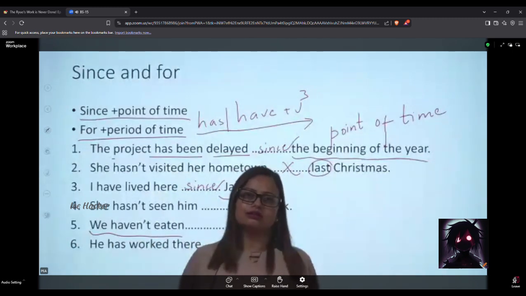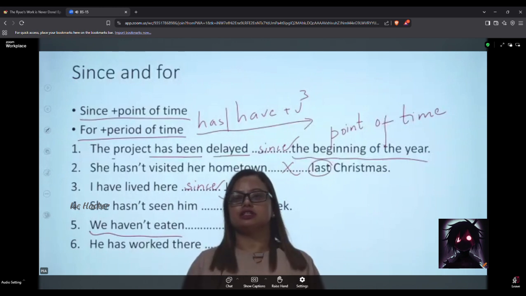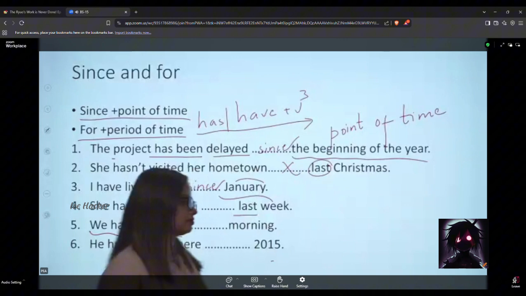That's why since also points out the time. Last also points out the time. Both have done the work of a preposition. So a double preposition is redundancy, so no need to write it. But if you write it, it doesn't matter.